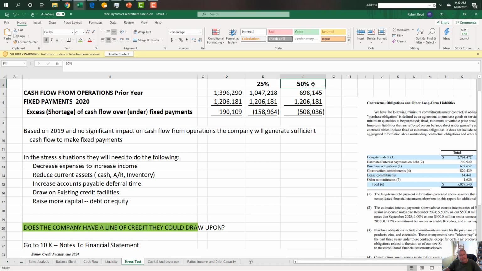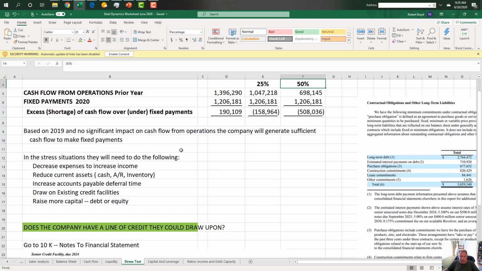Now, if we look at the 50% reduction, they're going to be $500 million short. So this is the first test. This is the stress part. We're stressing the cash flow from operations, and that is a key piece here. Based on 29, there's no significant impact. But if they lose between 25 and 50, what can they do?